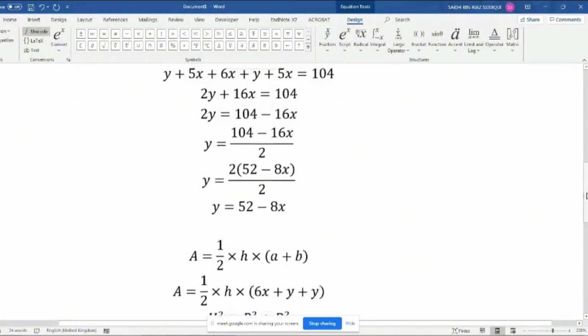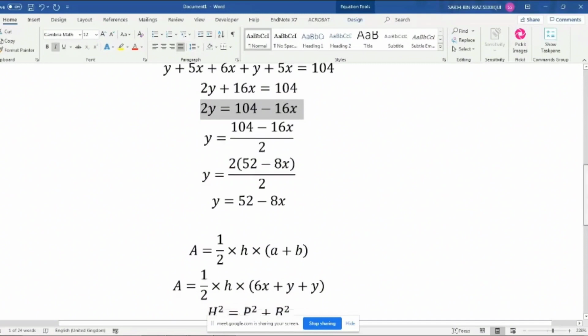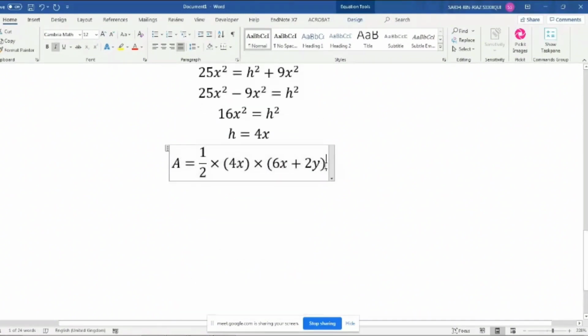I know that in place of 2y, I can simply put 104 minus 16x, or I can write this as y equals 52 minus 8x, and then when it is multiplied by 2, it will directly give me 104 minus 16x. So instead of just plugging in y, can I directly plug in 2y? Is it an easier way? Just plug in 2y, we already have 2y. So yes, we save ourselves some work.